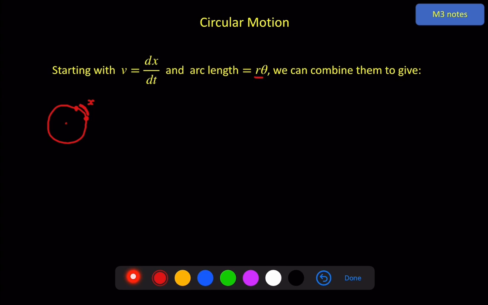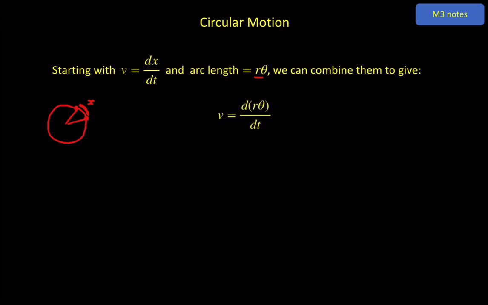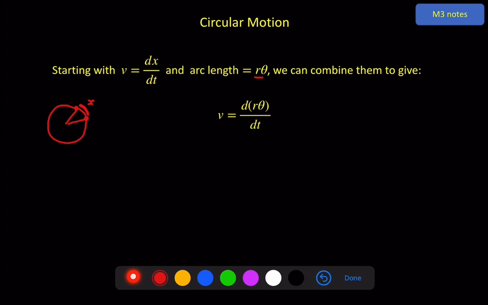So when we come to do our velocity, differentiating that, we differentiate r theta instead of x. However, when you're moving around a circle, r is fixed. That's a constant. We can take that outside of the derivative and we end up with r d theta by dt, which we can write as r theta dot.